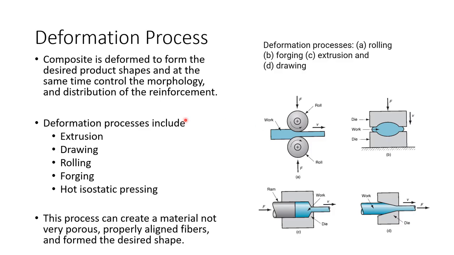Deformation. The composite is deformed to form the desired product shapes, and at the same time, control the morphology. Controlling the morphology is the most important thing in making the product, because if you mess up here, your product is gonna come out with a defect, and you have to redo it again. Redo is really bad in manufacturing, so you might get fired if you do the wrong thing. You don't want to do that. You have to check everything before you run the operation.